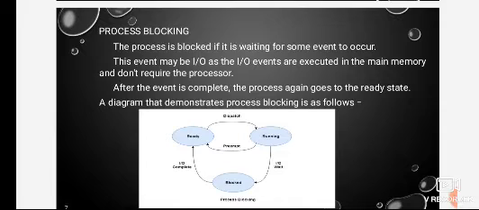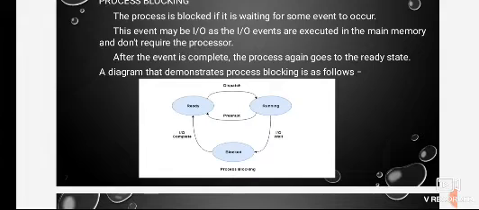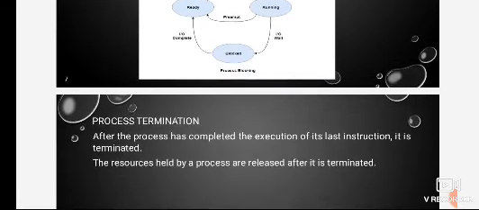Then process blocking. The process is blocked if it is waiting for some event to occur. This event may be an input and output event, or it may be executed in the main memory and not require the processor. After the event is complete, the process again goes to the ready state. The diagram that demonstrates process blocking is as follows. Here also the ready state, running state, and blocked state.